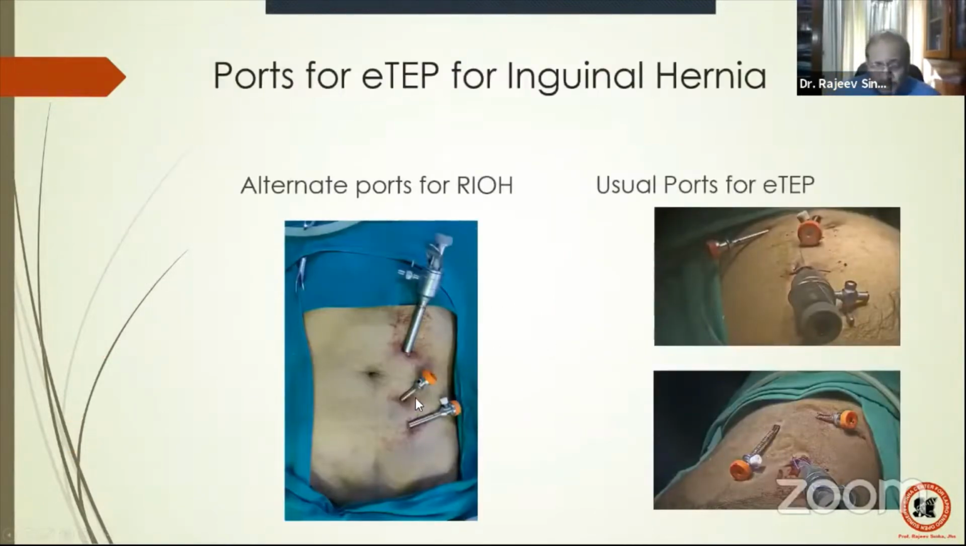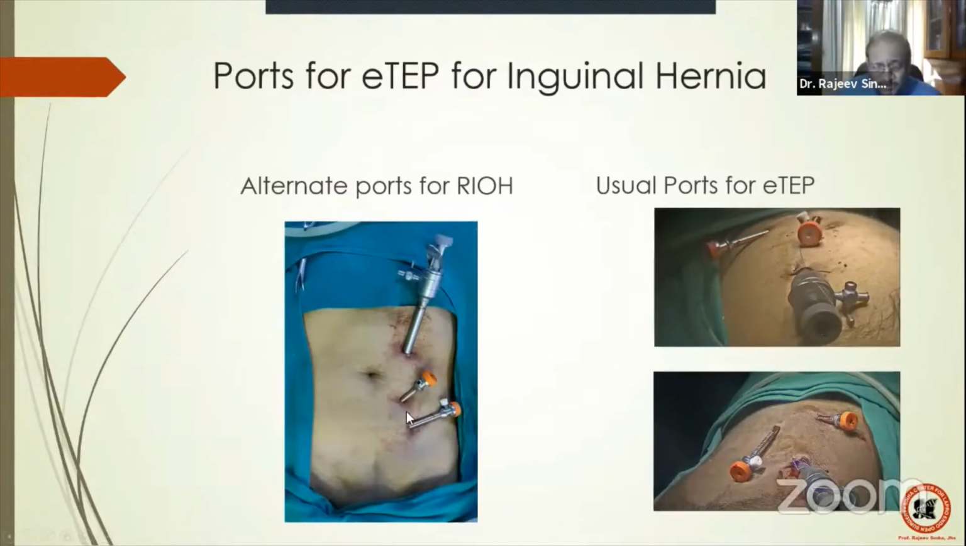Now here, see, this is the alternative. I put both the ports on the left side. So that gives me added length out here. Instead of one port out here, I put both the ports out here. So this is more ergonomically viable for me. I'm very happy with this kind of a port position. So that is the alternative port position for an E-TEP repair.